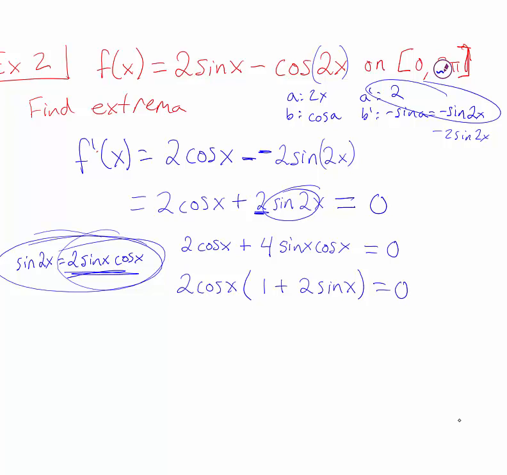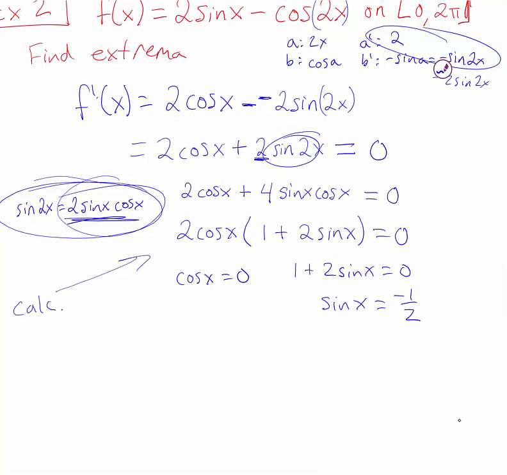Now, honestly, something like this, you're going to have a calculator on. And I'll show you later how to use your calculator to solve for this or graph it. So if you're not comfortable with how I solved it, we'll get there. So we're going to set cosine x equal to 0. And then we'll set, right, we solve for 1 plus 2 sine x equals 0. So sine x equals negative 1/2.